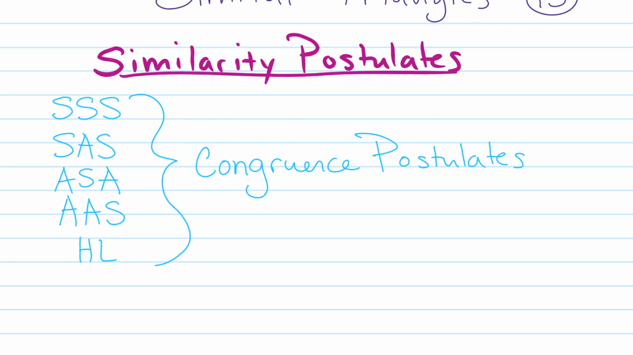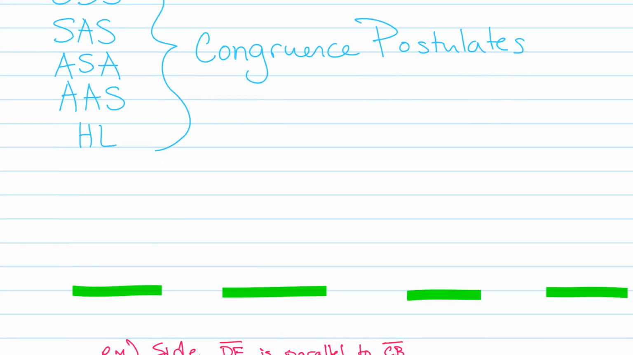Congruence postulates. Shh. So, if we have proven two triangles congruent using these congruence postulates, we have also now proven similarity. So all of these postulates are also considered similarity postulates. Now, because similarity is only based on shape, we do have one more postulate that is not a congruence postulate.